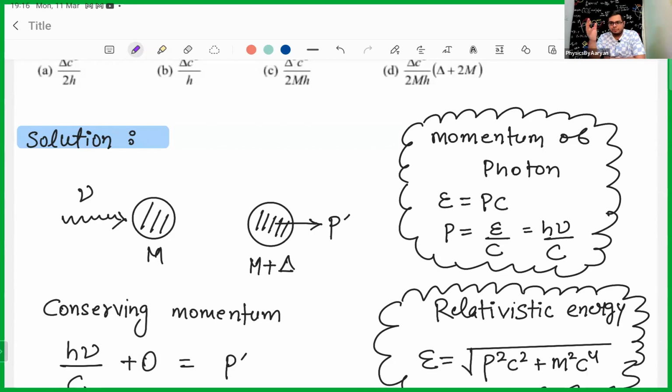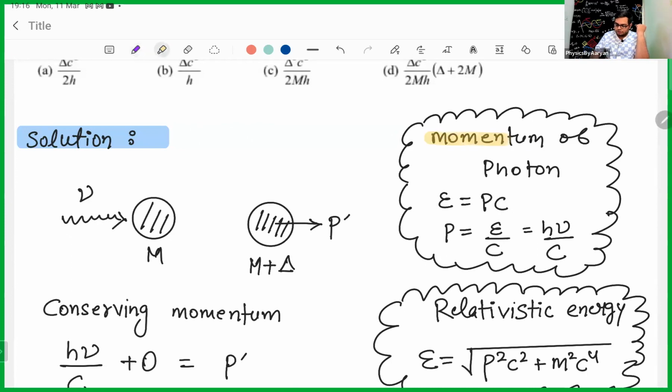In order to conserve the momentum, you should first know what is the momentum of your photon. क्योंकि जो आपका photon आ रहा है, उसका momentum क्या है? How do you find the momentum of a photon? उसकी आपको frequency मालूम है. Energy can also be known. Energy क्या होता है? H nu. But what about the momentum? How do you write the momentum of photon?